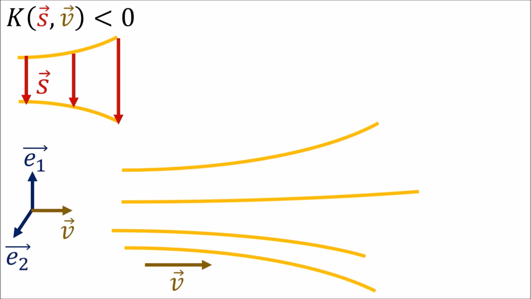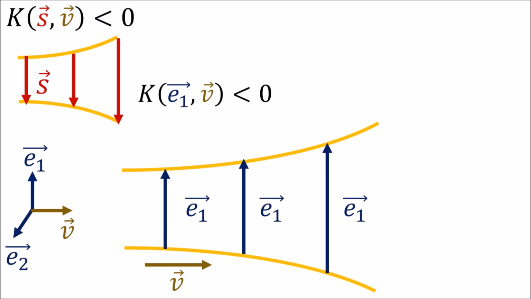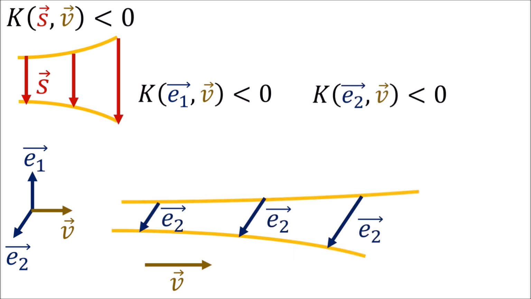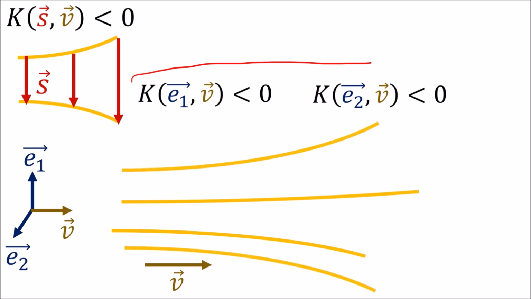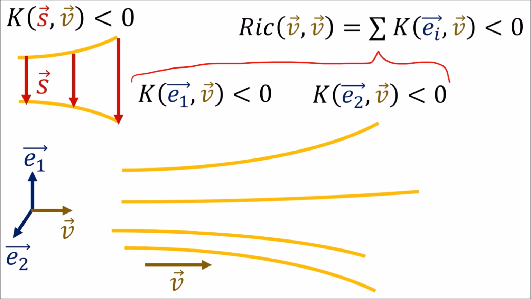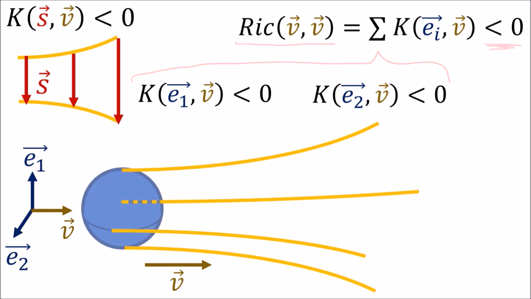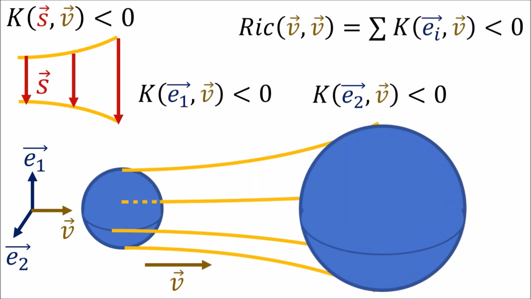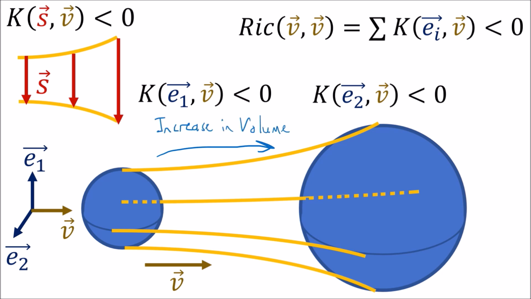Now let's consider the situation of geodesics spreading apart. So the sectional curvatures are negative. Again, the sectional curvature of V and E1 is negative because these geodesics are separating, and the sectional curvature of V and E2 is negative since these geodesics are separating. And when we add these two negative sectional curvatures together, the total, which is the Ricci curvature, is also negative. So this is an example of a situation with a negative Ricci curvature, and we can see that the ball moving along these geodesics increases in volume because the geodesics are spreading apart.